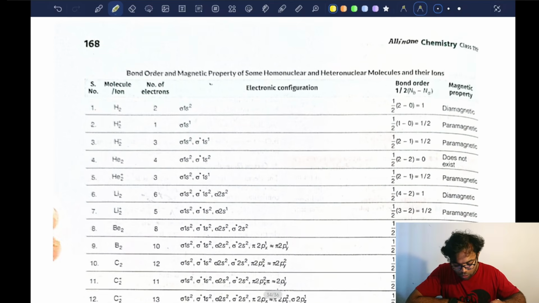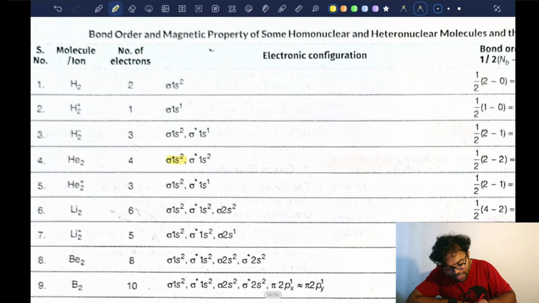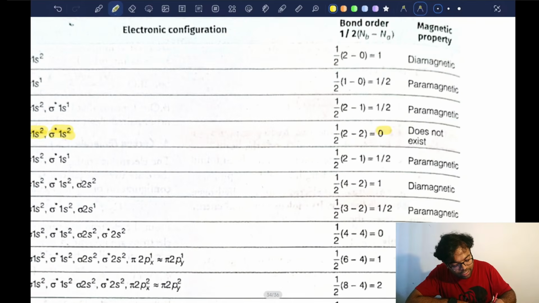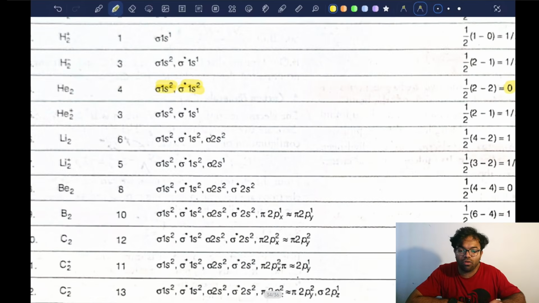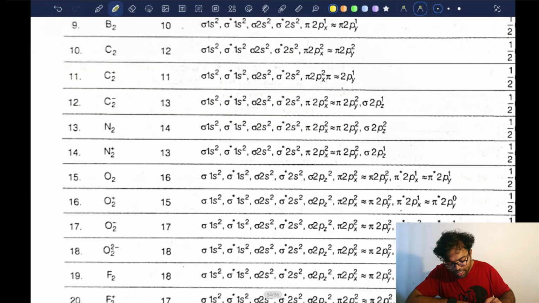So H2, H2 plus, H2 minus, then you have helium 2. Helium 2 does not exist. Why? Because the number of electrons present in the bonding molecular orbital and that present in the anti-bonding molecular orbital are the same. Therefore, bond order is 0. Therefore, it does not exist. So, they could ask you a question in the MCQs and ask you which of the following molecules can exist in nature. Whenever the bond order becomes 0 or negative, you say that this type of molecule will not exist.